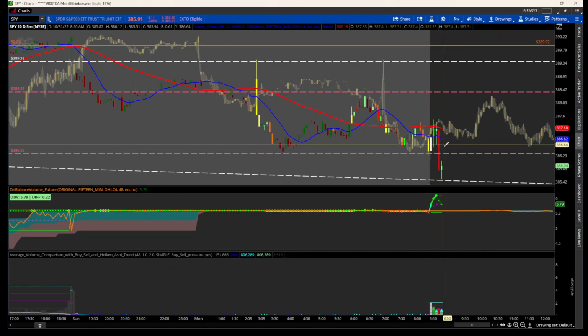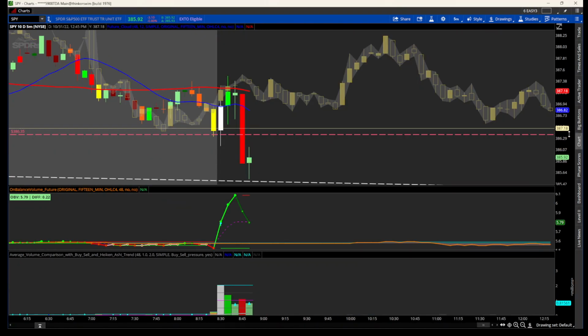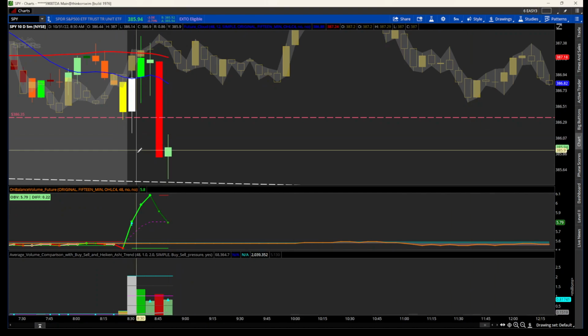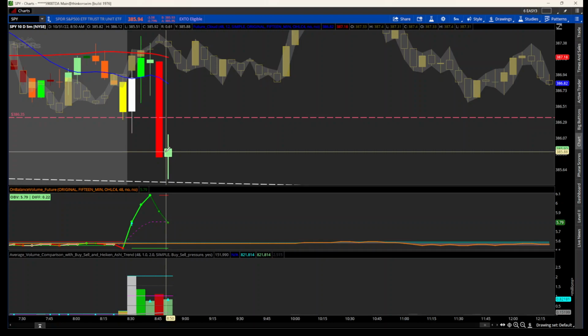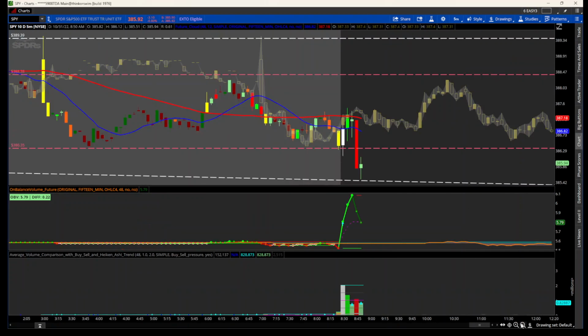And we can come back to this point right here where it acted as support before it broke down. But it took a significant amount of volume to break it down below. But we can still either hope for or just look for a push above that. But those were the updates that I made to the future indicator.